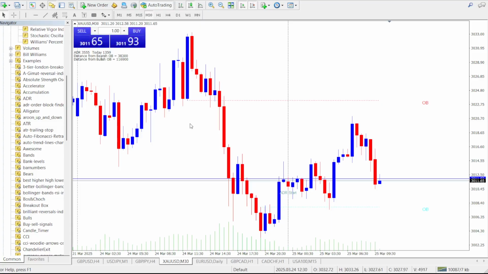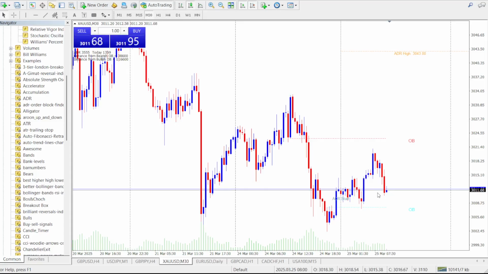So the ADR order block finder indicator is designed to measure advanced decline order ratios, giving traders an insight into market strength and trend direction. So here's how it works. It compares the previous day's orders with today's orders to measure price shifts. It calculates the average range between the highest and lowest prices over a specific period.